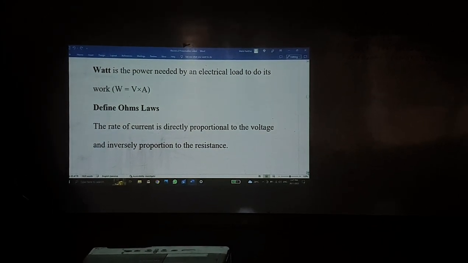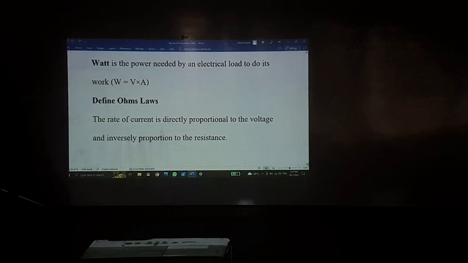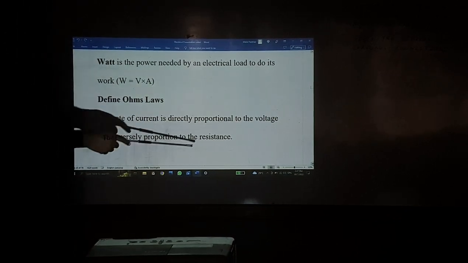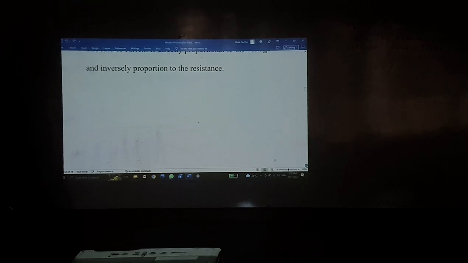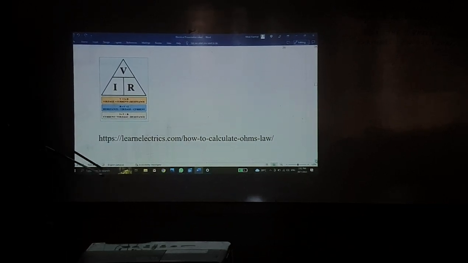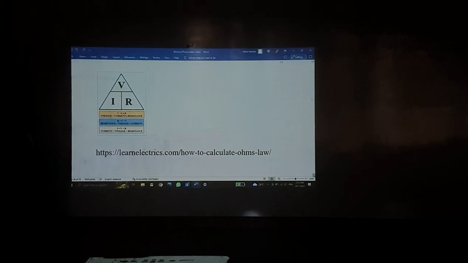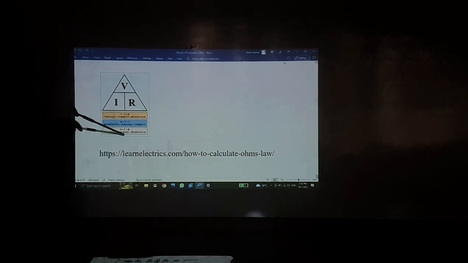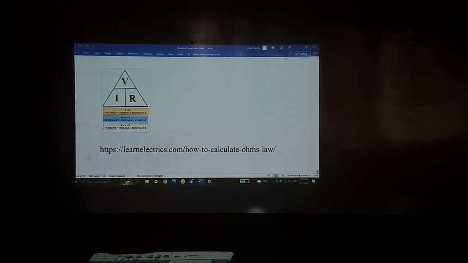Alright? Define Ohm's law. The rate of current is directly proportional to the voltage and inversely proportional to the resistance. Yes, that is the definition of Ohm's law. So we look at the definition of Ohm's law. This is a formula that will be working. Voltage, current, resistance. V equals I times R. R equals V divided by I. And current, I equals V divided by R. So this is the formula that we use for Ohm's law.